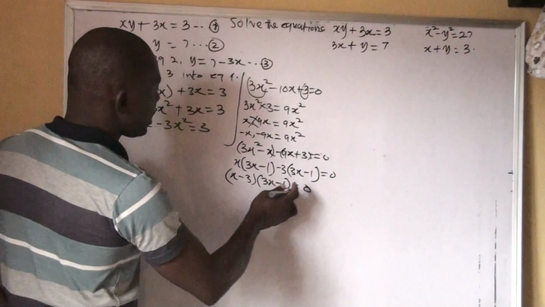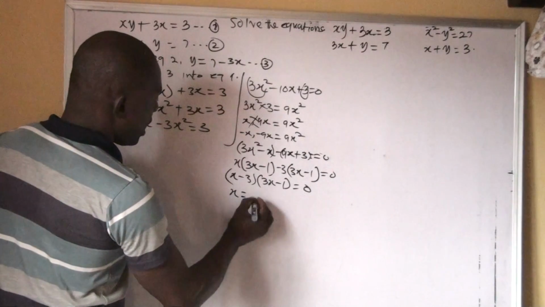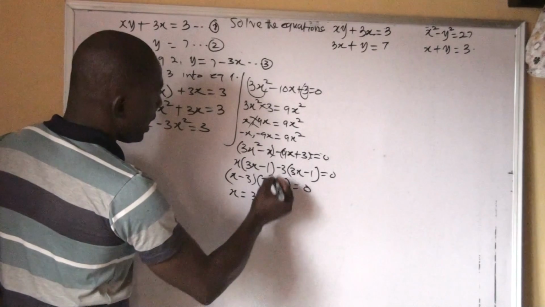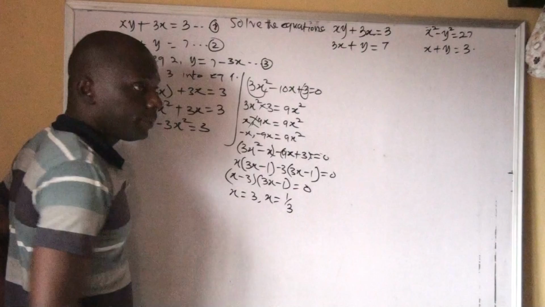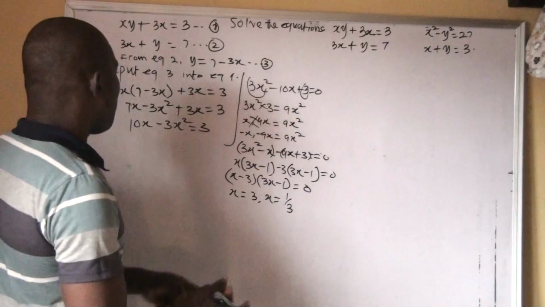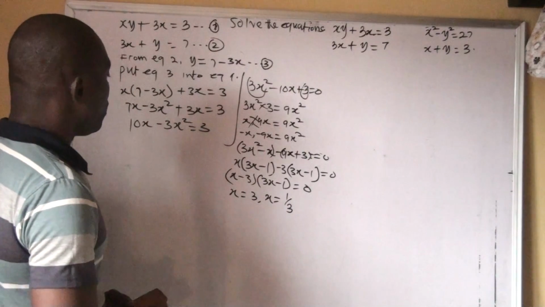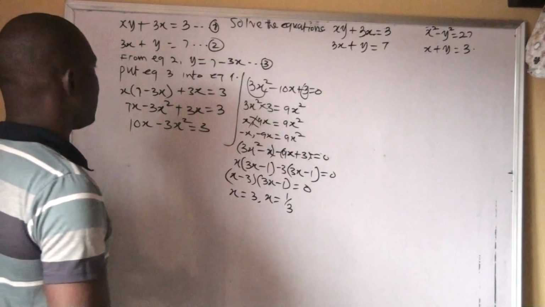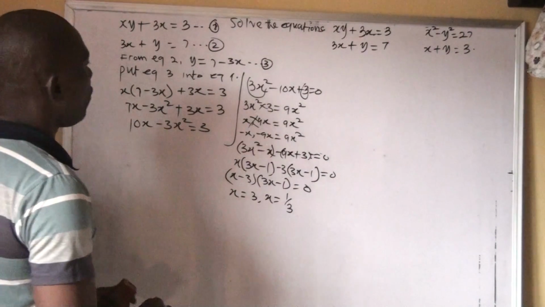And 3x minus 1 is equal to 0. So here we can say x is equal to 3, and here x is equal to 1/3. Okay, then we have done that. We are able to obtain the two possible values of x. That means for y we also have two values.